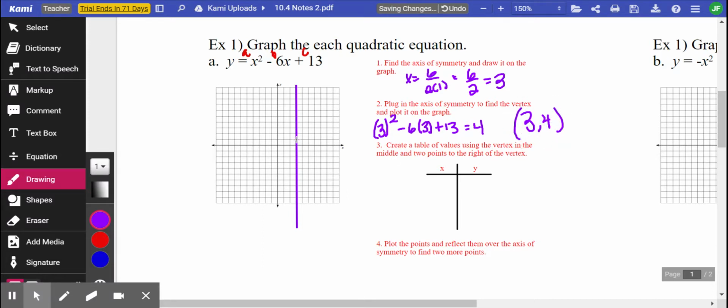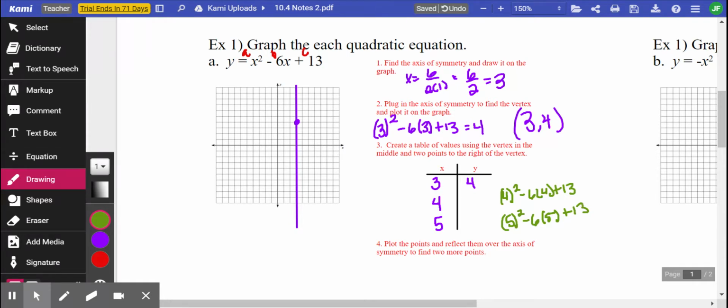So over 3 on our axis of symmetry, up 4, putting a point there. Now, if you think back to the last type of graphing we did, we started with our vertex and then we took 2 steps to the right. So if we're counting in order, after 3 comes 4 and after 4 comes 5. We're going to plug those in like we did up here, in a different color, for our other ordered pairs. So we're going to do 4 squared minus 6 times 4 plus 13, and also 5 squared minus 6 times 5 plus 13 and see what we get.